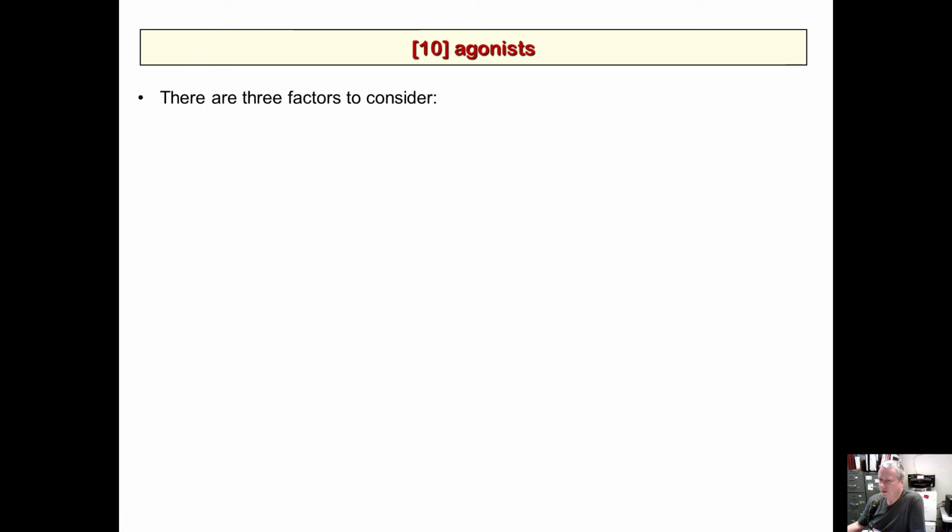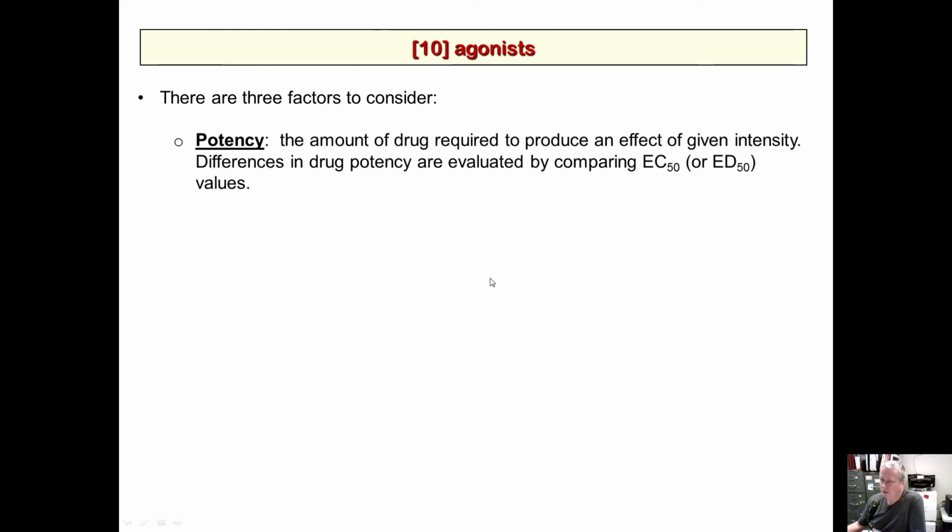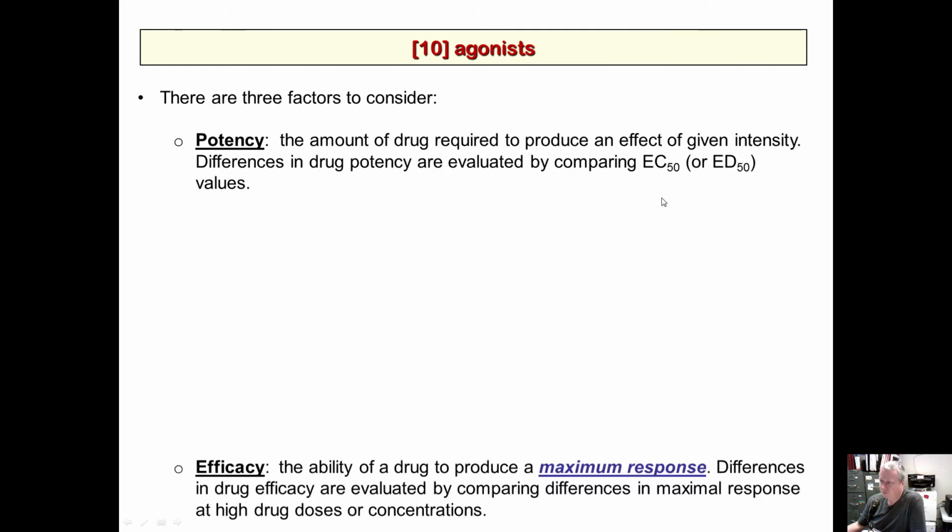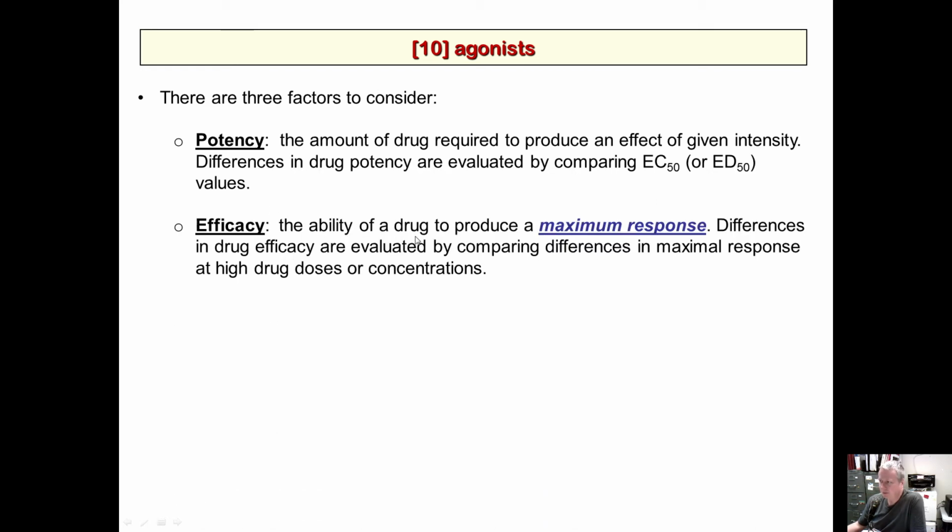Okay, so when we consider agonists, we need to consider a couple factors about them. Potency, of course, is the amount of drug to produce the effect of a given intensity. And we can measure potency with EC50, or if it's an inhibitor, often we use IC50. Efficacy is the ability of the drug to produce a maximum response, like a fully effective dose. And that's a general term. We'll see examples of this.